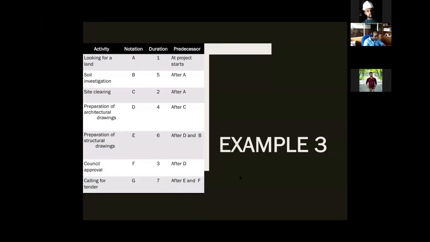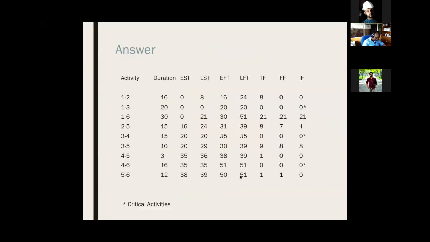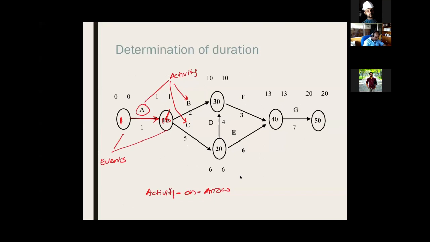Likewise, 40 is the start of G, 50 is the end of G. So those are events. This 40 is the event of starting of activity G. 50 is the event of end of activity G. Right?